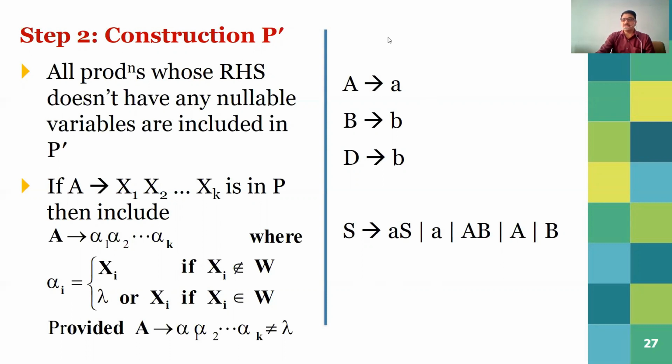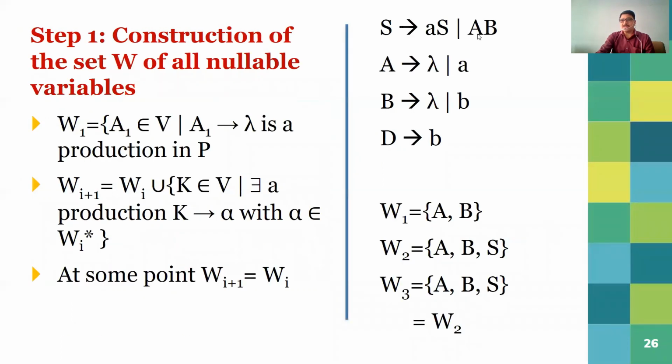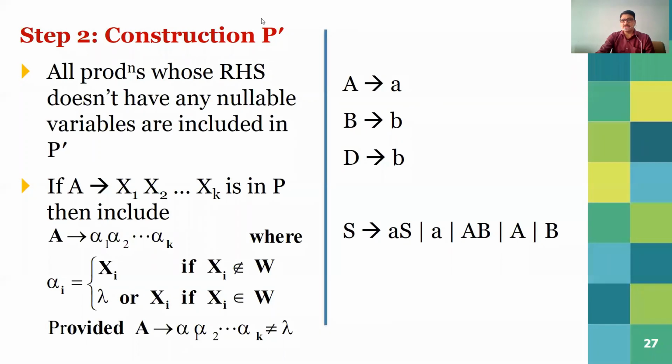P? So just see the real example. In the previous case, as you know, S to AS, AB is the given production. So I am writing here S to AS and S to AB, right? So simple. These are the productions that do not have any nullable variable. So just include all these productions into P.